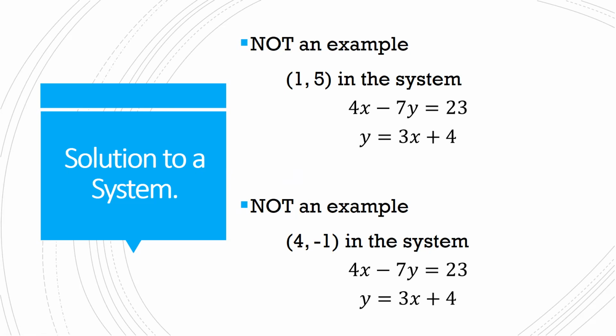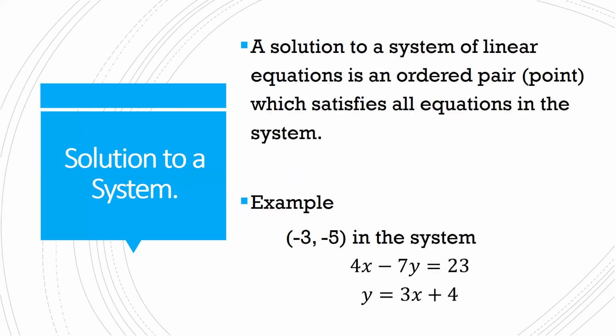Our goal is going to be able to find that solution. It turns out in our system, there was actually only one point that worked. That is -3, -5. So not only is this a solution, but this is the only solution to this system. And there's no other ordered pair that works in both equations.